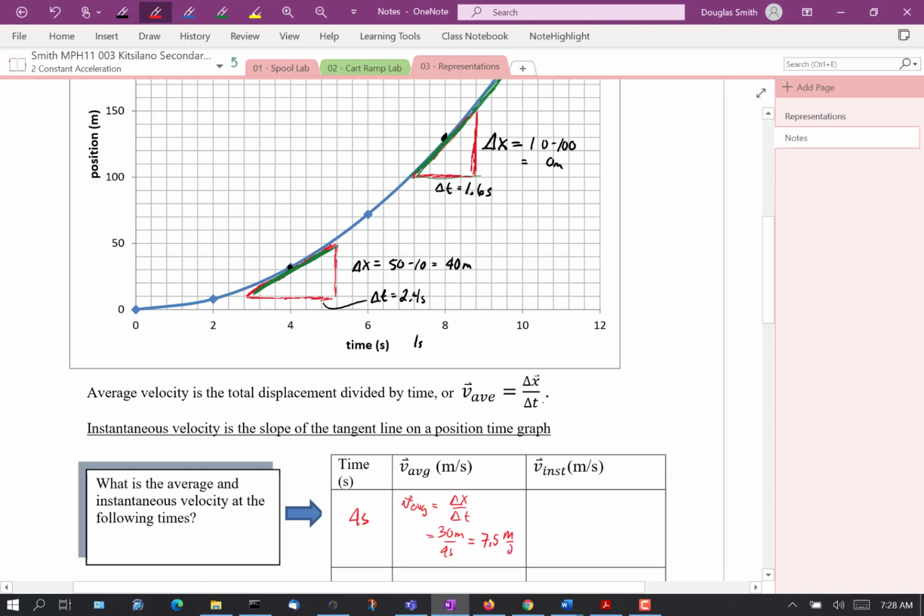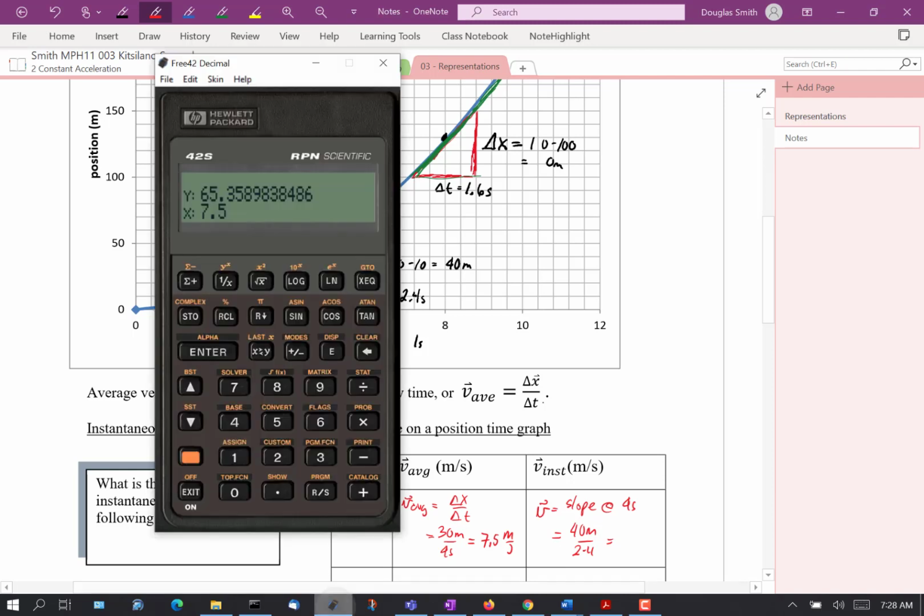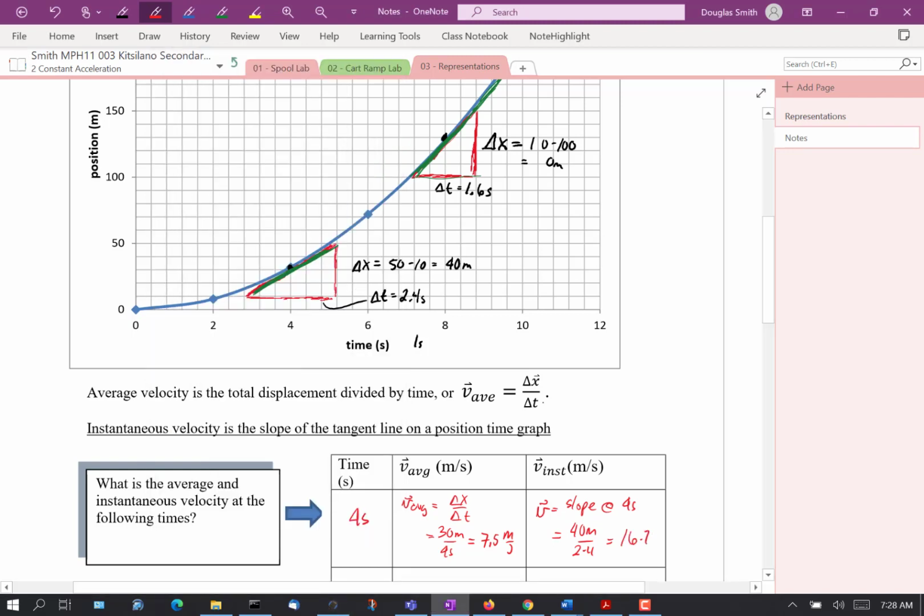Okay, the instantaneous velocity, though, is the slope of the tangent line at 4 seconds. And I already have that there, that's 40 meters divided by 2.4. So the instantaneous velocity is 16.7 meters per second. Or just call it 17 meters per second. Okay, so that's one. Let's do another point.